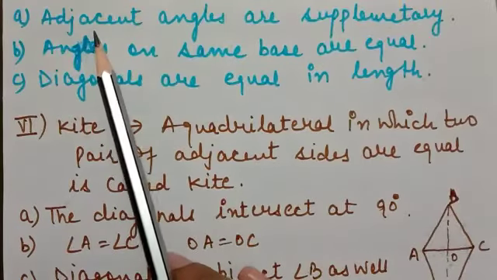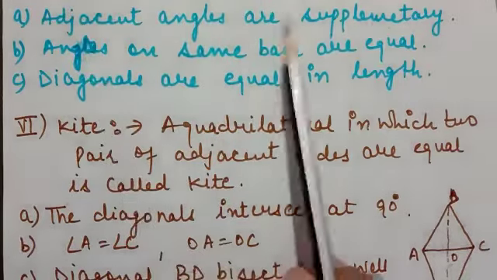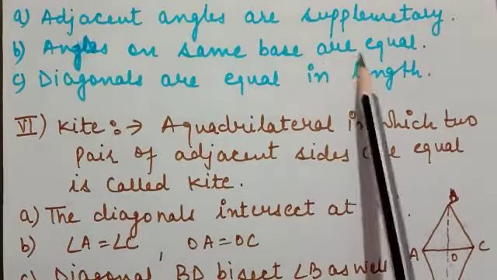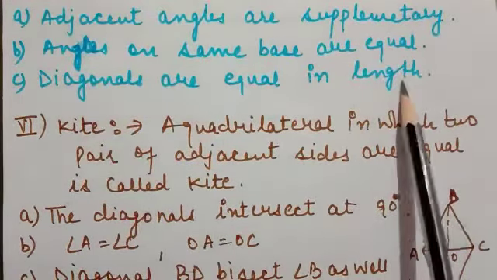So the properties of isosceles trapezium are: adjacent angles are supplementary, angles on the same base are equal, diagonals are equal in length.